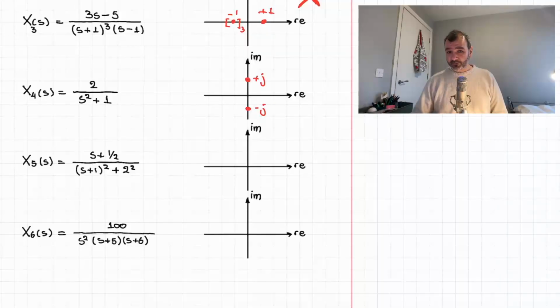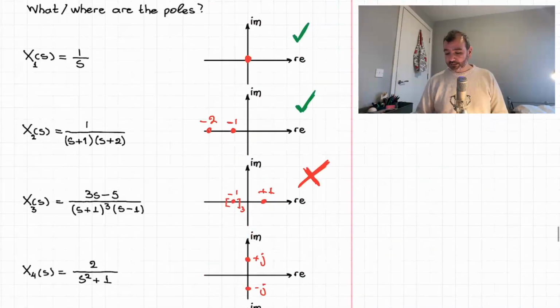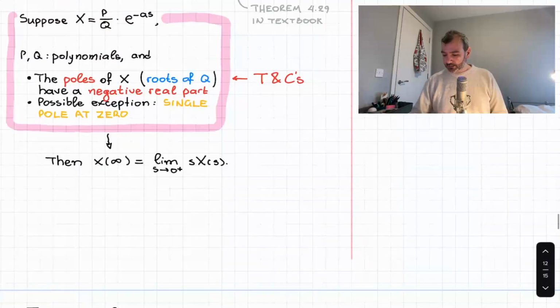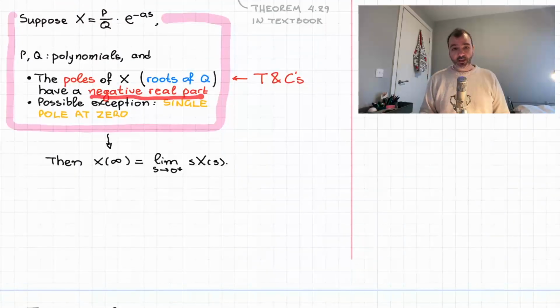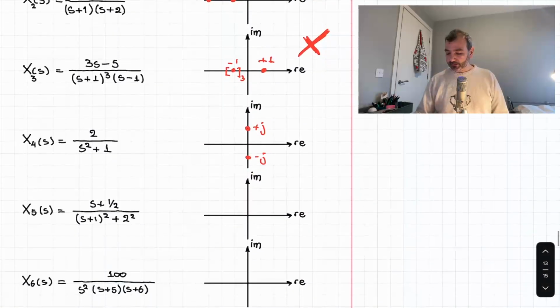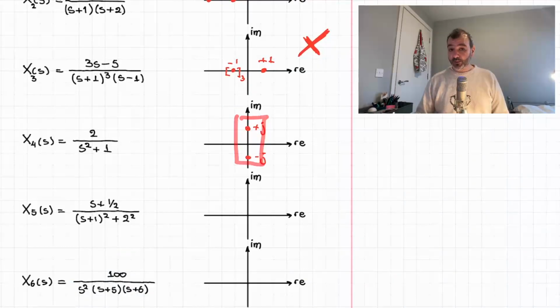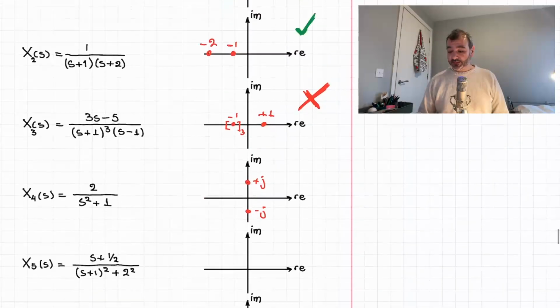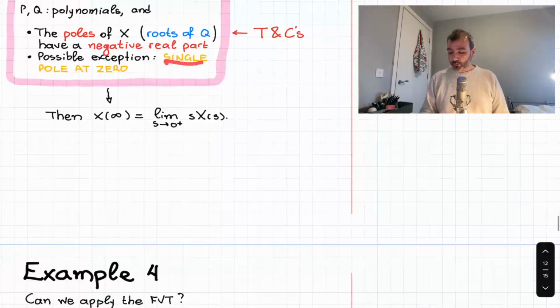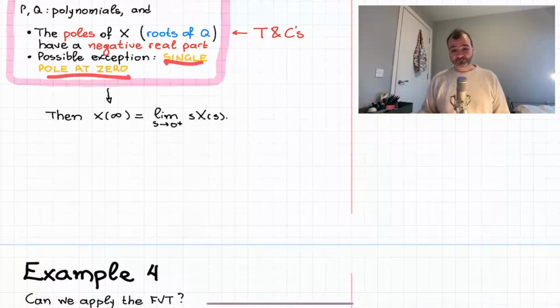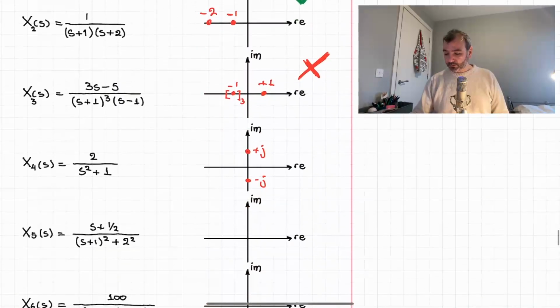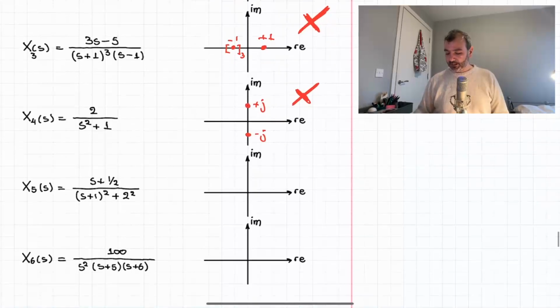Can we apply the final value theorem? Let's scroll up. It says no poles with a non-negative real part. So these have a negative real part. No, these have a zero real part. Do these fall under the exception? There is one exception: one single pole at zero. No, these are not at zero. So you cannot apply the final value theorem in this case.